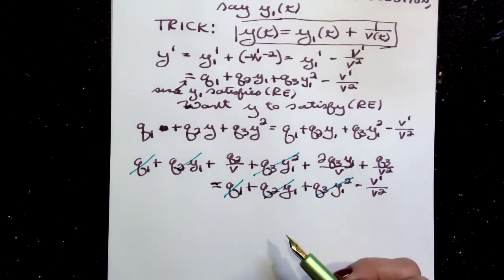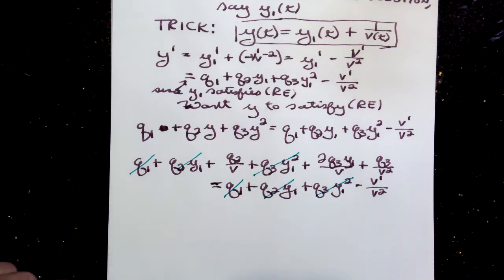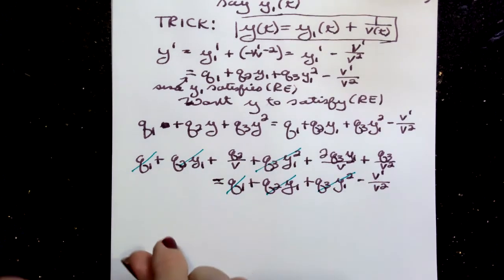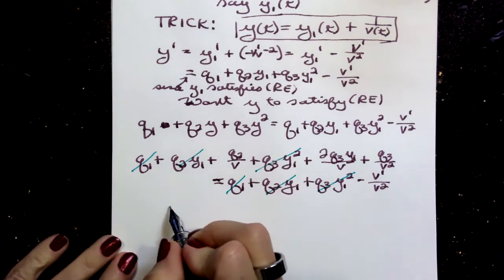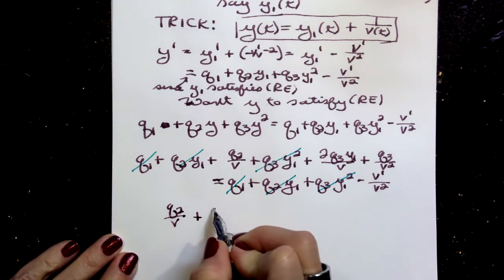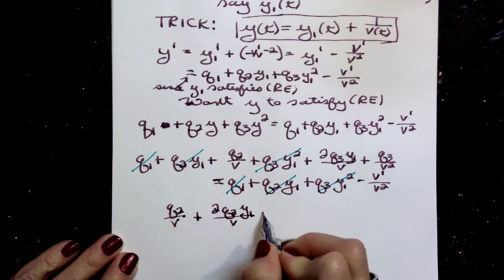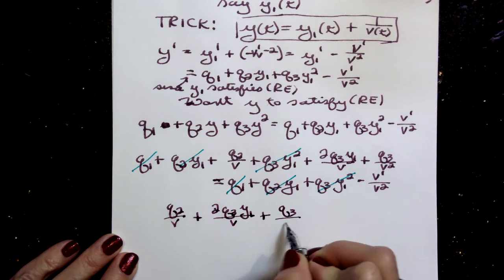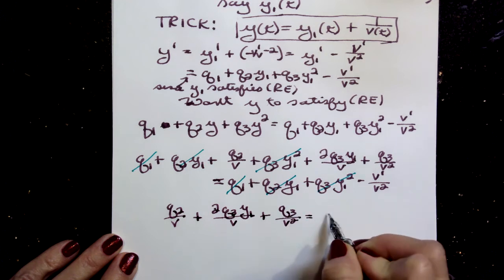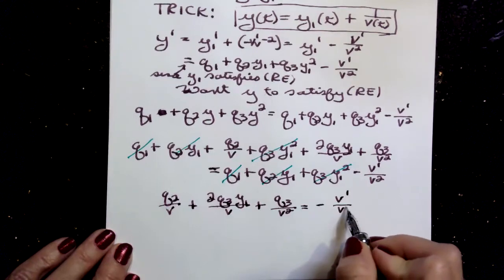Okay. So now we're left with just 1, 2, 3, 4 terms. So what does that say? That says that Q2 over V plus 2Q3Y1 over V plus Q3 over V squared is equal to minus V prime over V squared.